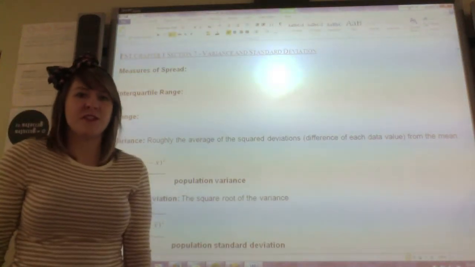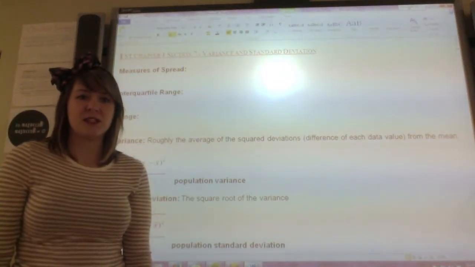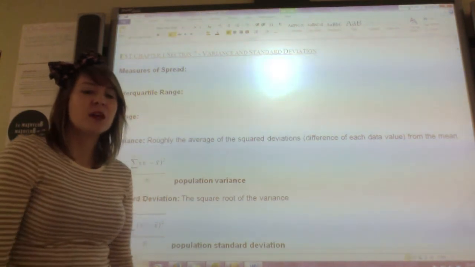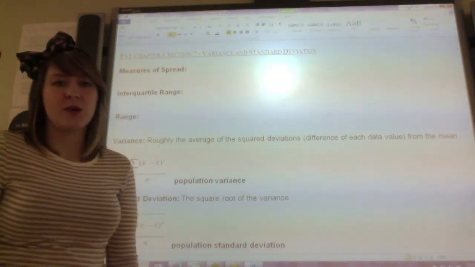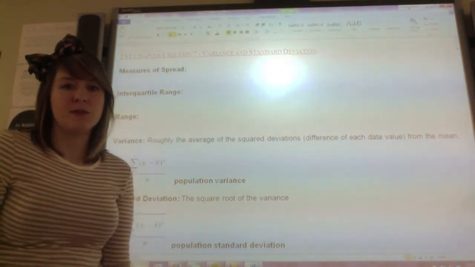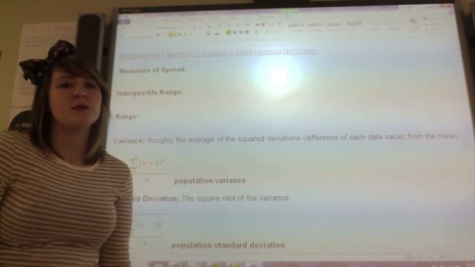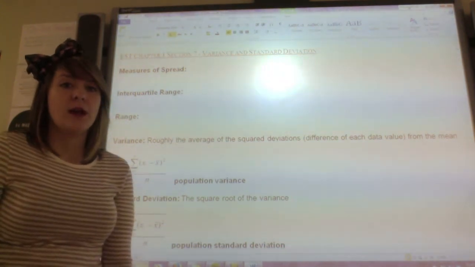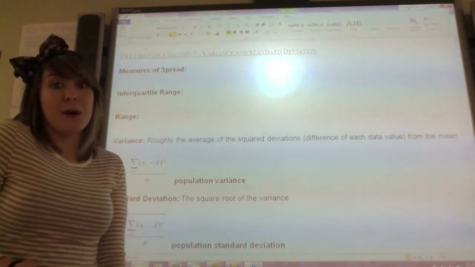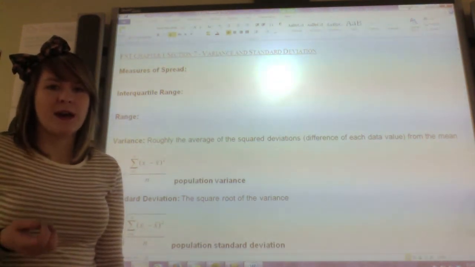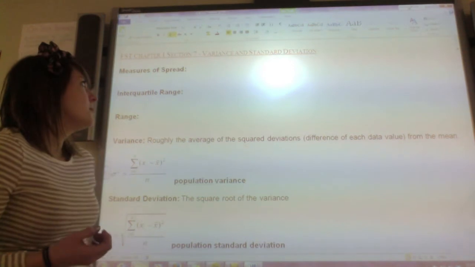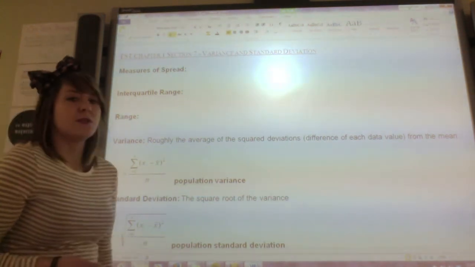Hey guys, today we're doing Chapter 1, Section 7, which is on standard deviation and variance. Standard deviation and variance are really important because we're going to be using them more and more in this class. So it's really important to learn them now and then remember them throughout the course and remember what they actually mean.